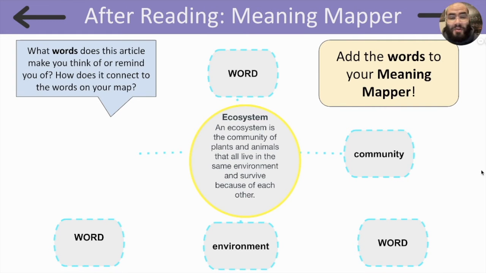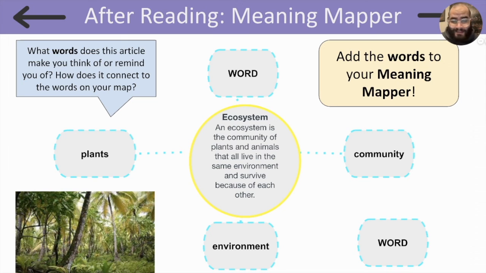Now, please take out your meaning mapper. In the middle, we have our focus word ecosystem, which is the community of plants and animals that all live in the same environment and survive because of each other. We've already added community and environment, but what else could you add to your meaning mapper that relates to the word ecosystem? I added the word plant because an ecosystem is made up of the plants and animals that all live in the same environment.